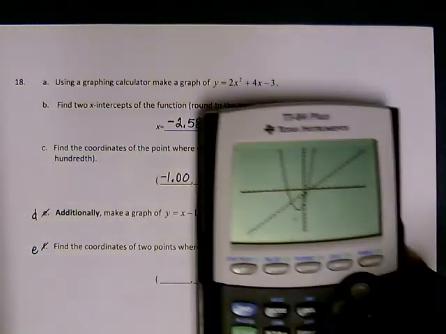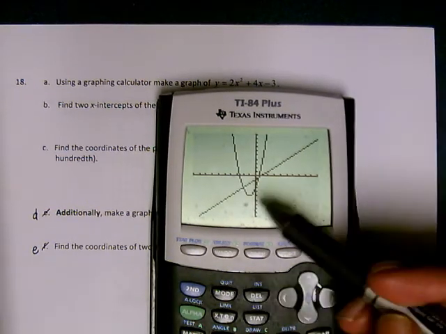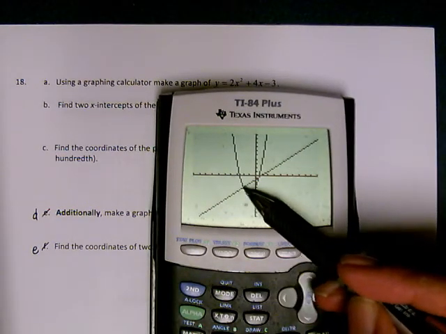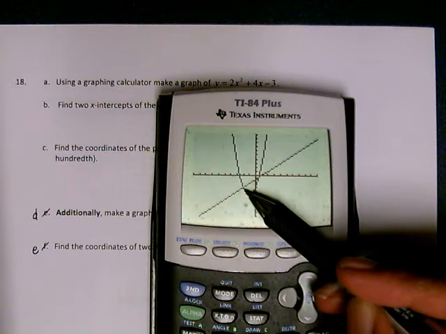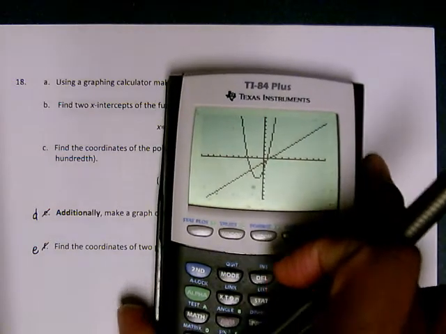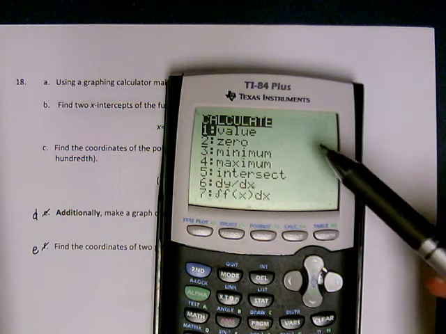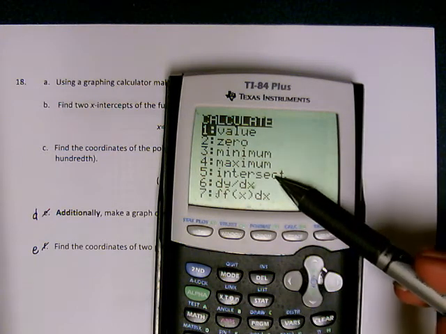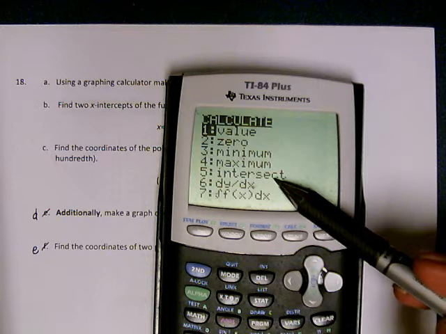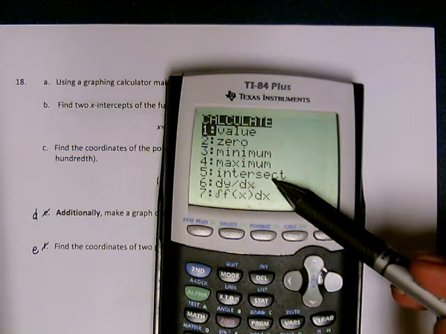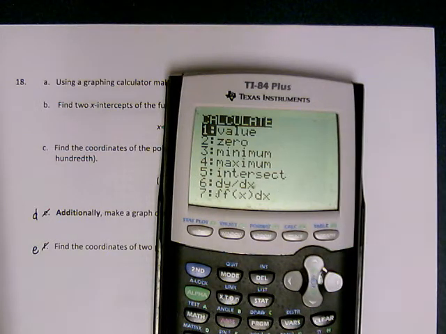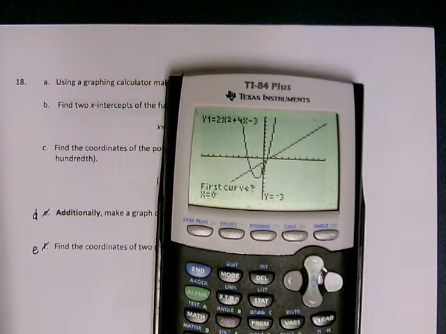Okay, so in this graph, the line intersects the parabola at 2 different points, here and here. I'm going to select the one that's at the very bottom that you can see here, and I'm going to find out what the coordinates of that point of intersection are. So here we're going to press the second and then trace. Now here under the calculate menu, we're going to select menu option number 5, which is the intersect, because we want to find out where these two graphs intersect.